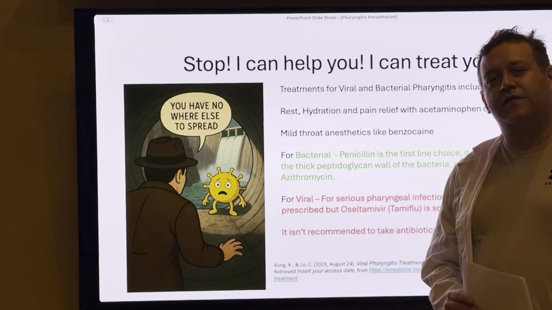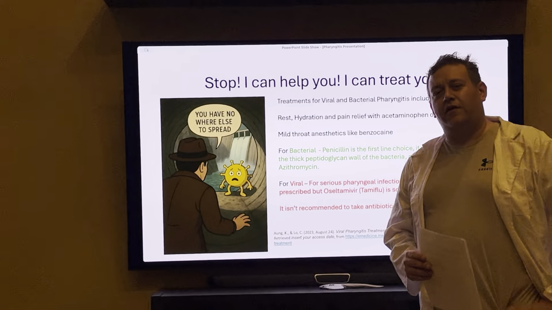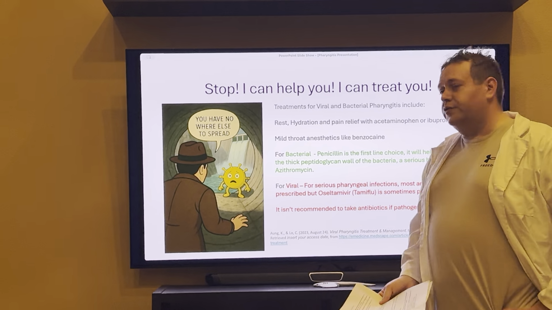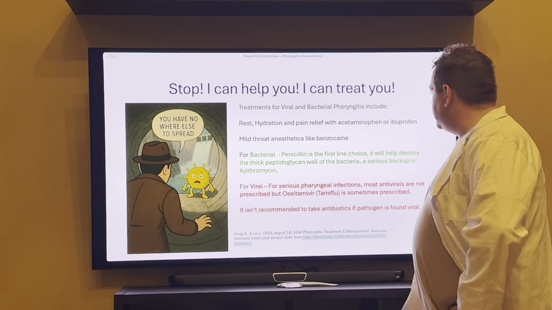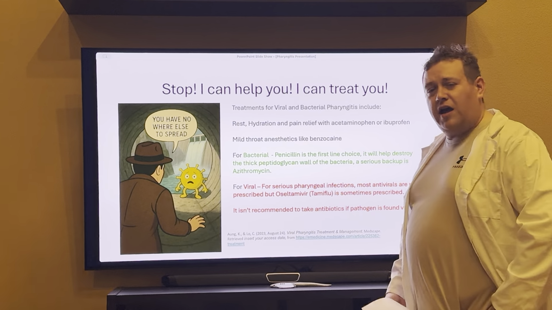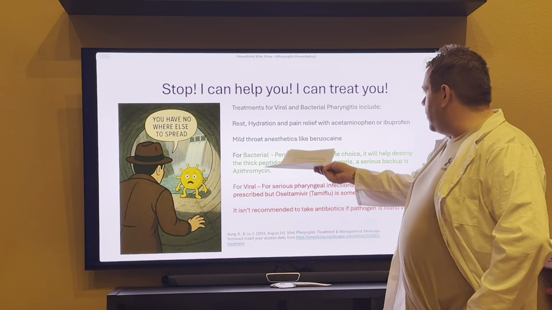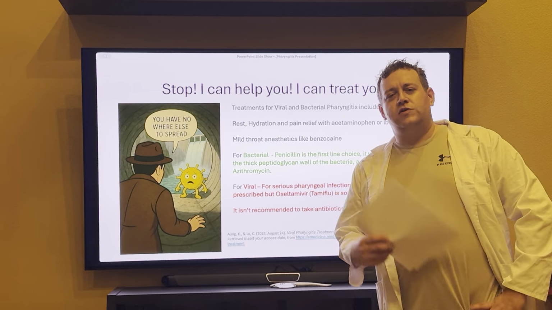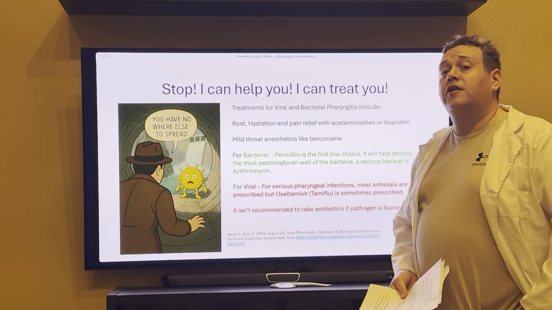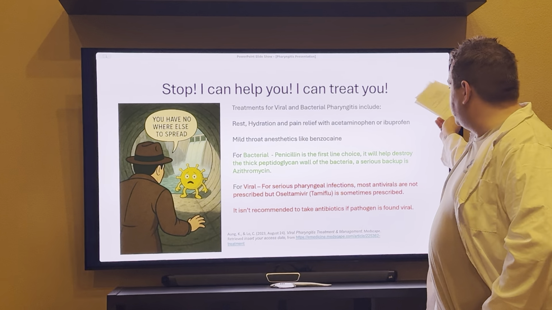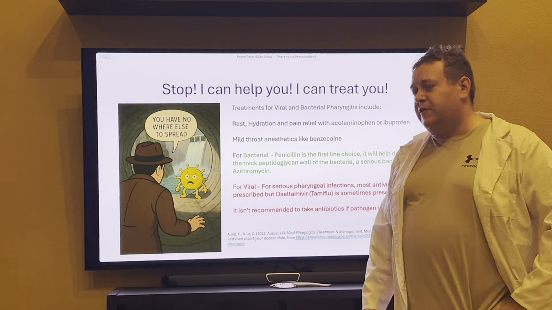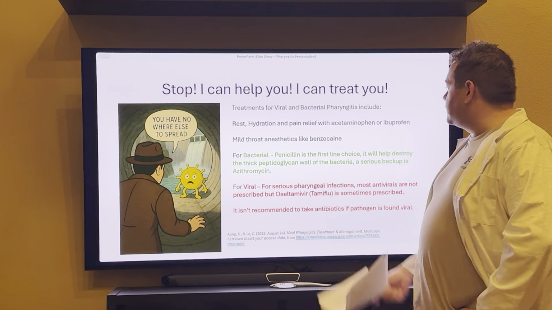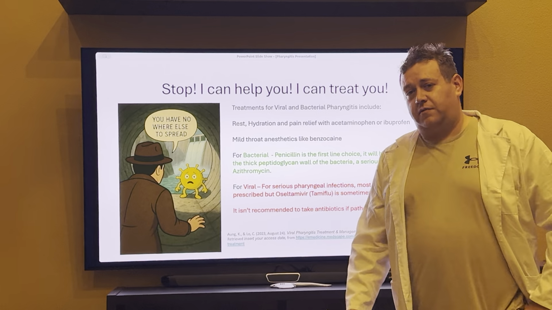Let's talk about treatments, and how we can solve this together. Treatments for viral and bacterial pharyngitis include rest, hydration, pain relief with acetaminophen or ibuprofen, and mild throat anesthetics like benzocaine. For bacterial, the ultimate way to get rid of these is antibiotic treatment. Penicillin is the first line of choice. It'll help destroy the thick peptidoglycan wall of the bacteria, and a serious backup is azithromycin.